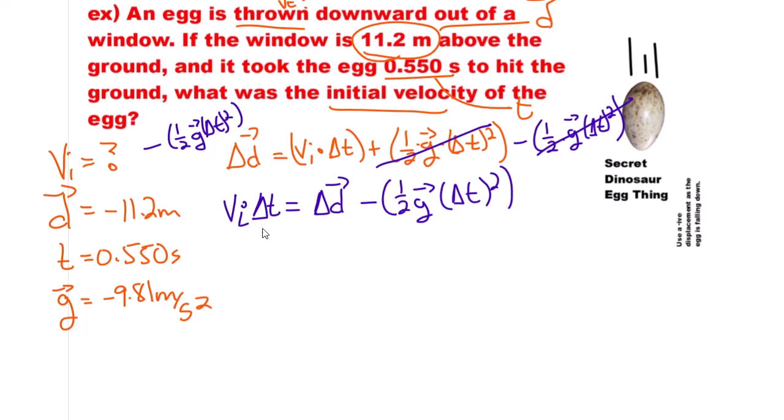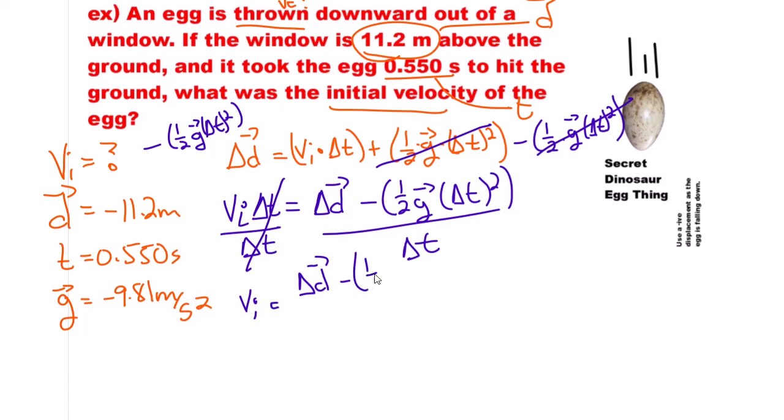Almost there. I want VI by itself being multiplied by delta t, so I can divide by delta t on this side. Those will cancel. Divide by delta t on this side. Okay, finally ready to plug in some numbers. So my delta d minus 1/2 g times delta t squared, divided by delta t.